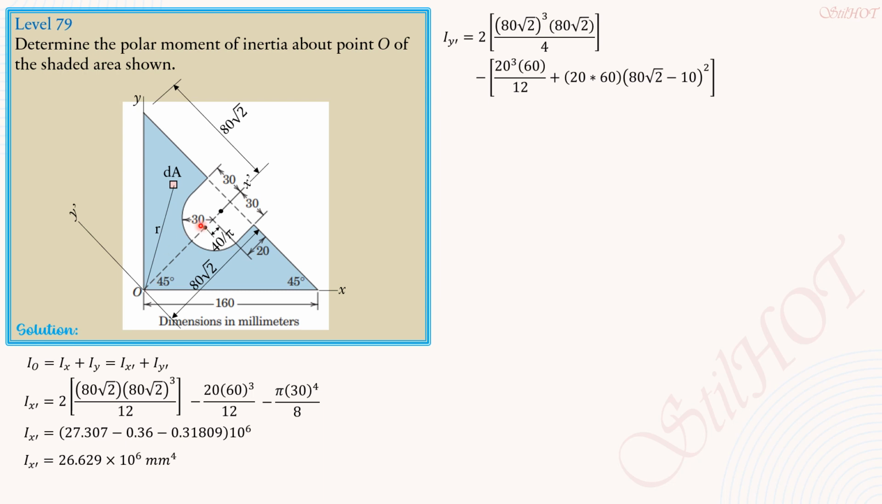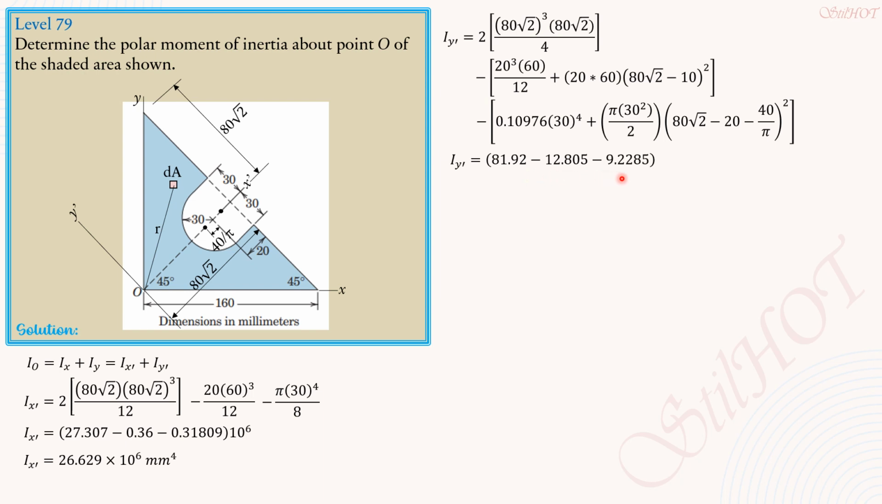So the distance of its centroid from here is 80 square root of 2 minus 20 minus 40 over pi, then quantity square. So minus 0.1097630 to the fourth plus pi 30 square over 2 area, then distance 80 square root of 2 minus 20 minus 40 over pi quantity square. So simplifying and computing each, Iy prime is 81.92 minus 12.805 minus 9.2285 times 10 to the 6.